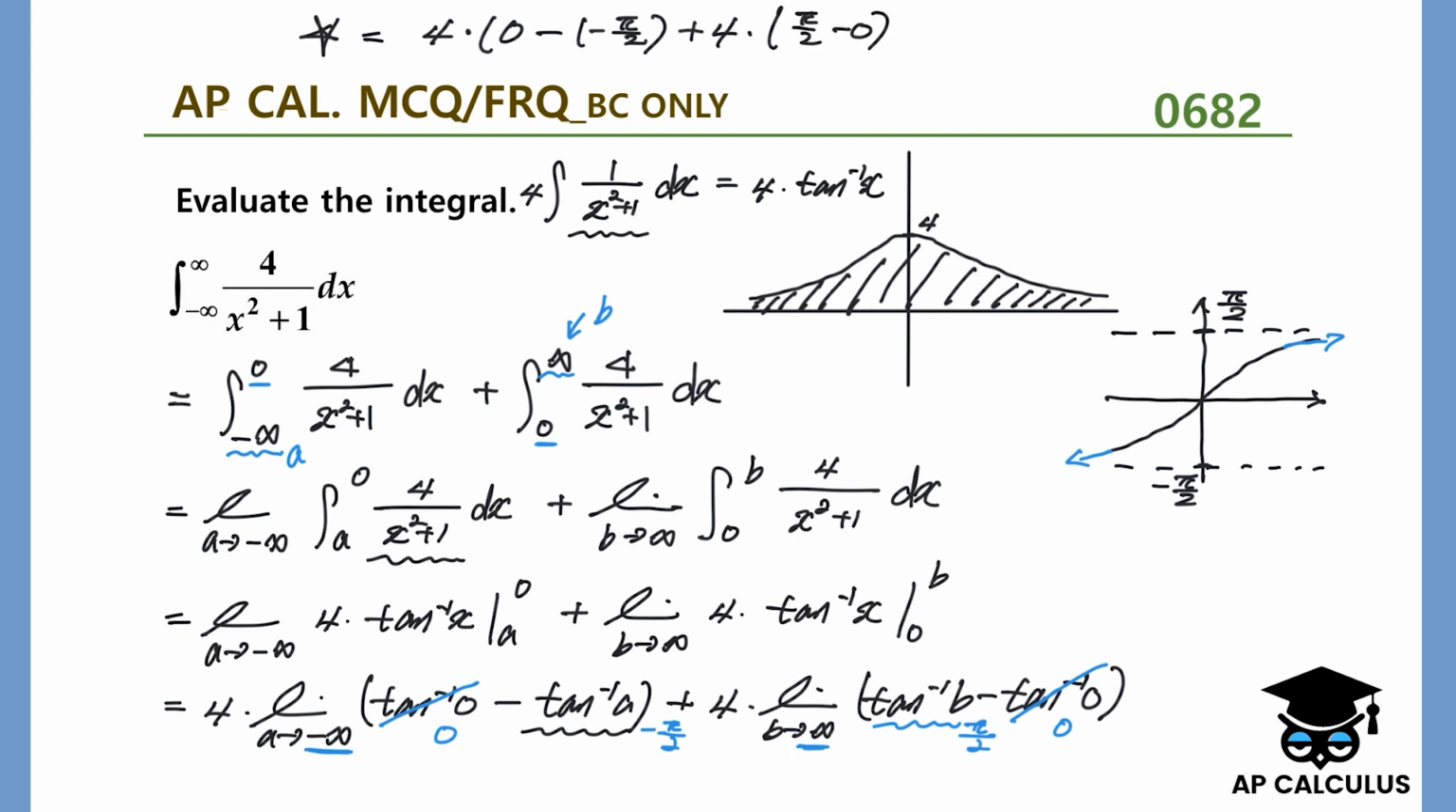So that is equal to 4 times 1/2, that's 2 pi, plus 2 pi, right? So the answer is equal to 4 pi. That's our final answer.